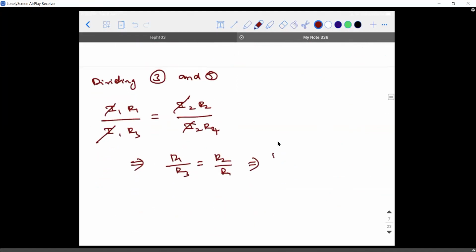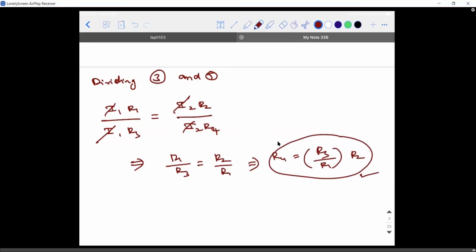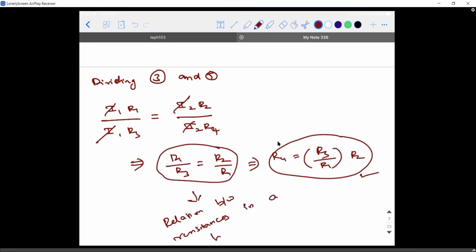From this I can say R4 is equal to R3 divided by R1 multiplied with R2. So this is the way you find the resistance of the unknown value, and this is the condition for a balanced Wheatstone bridge. The relation between resistances in a balanced Wheatstone bridge. Clear?